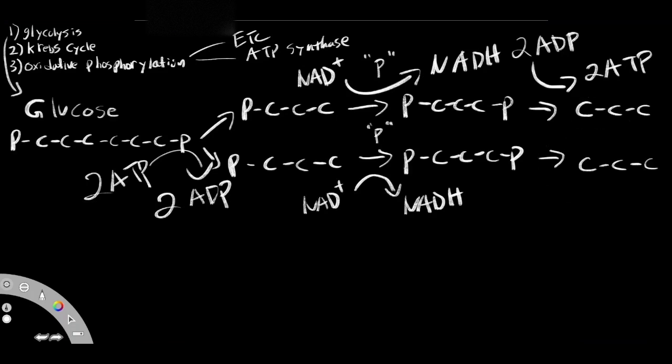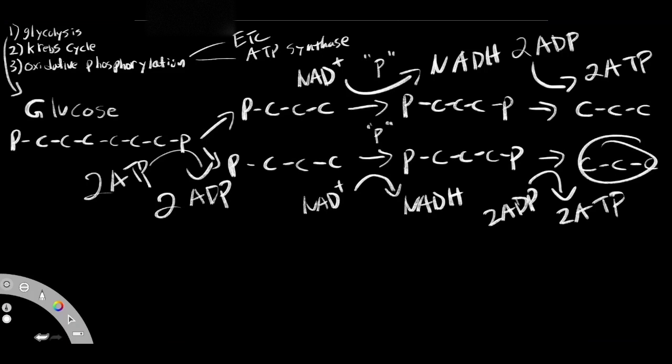Same thing happens over here. We have our 2 ADPs becoming 2 ATPs. Okay, again, this one and this one were used for that process to occur. So this one also has only 3 carbons. This all occurs in the cytoplasm, by the way. So I'm just going to be putting a little star here. Occurs in the cytoplasm.